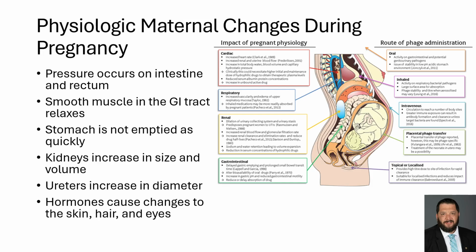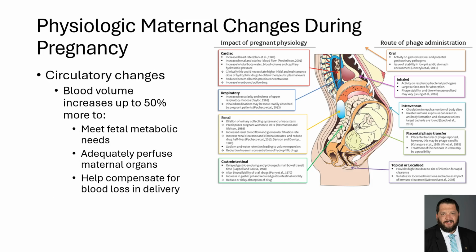The kidneys increase in size and volume. The ureters increase in diameter. And hormones can cause changes to the skin, the eye, the ears, and the hair. Circulation increases significantly. In fact, blood volume can increase up to 50% to help meet fetal needs and adequately perfuse maternal organs. It also helps compensate for blood loss during delivery.